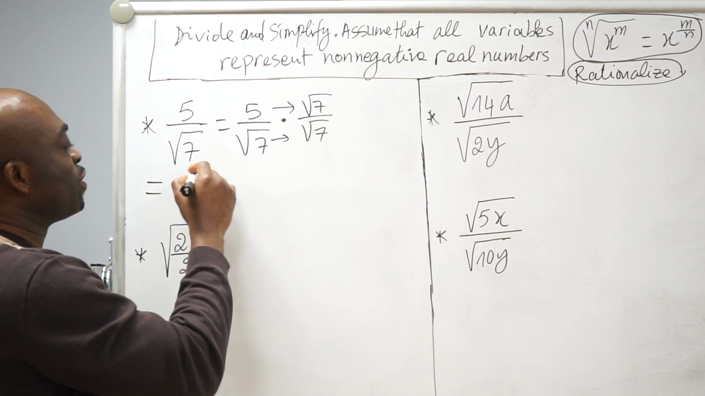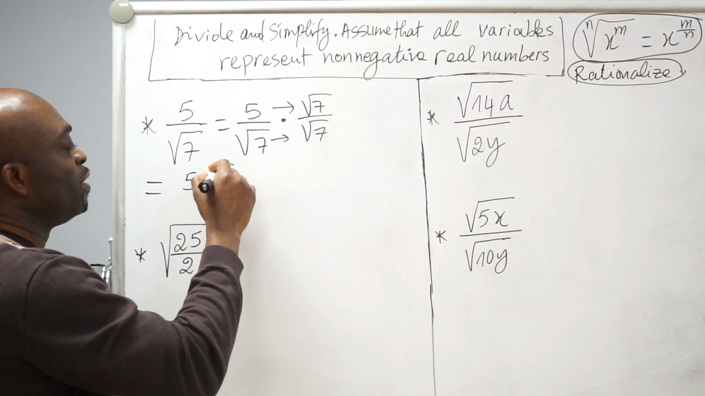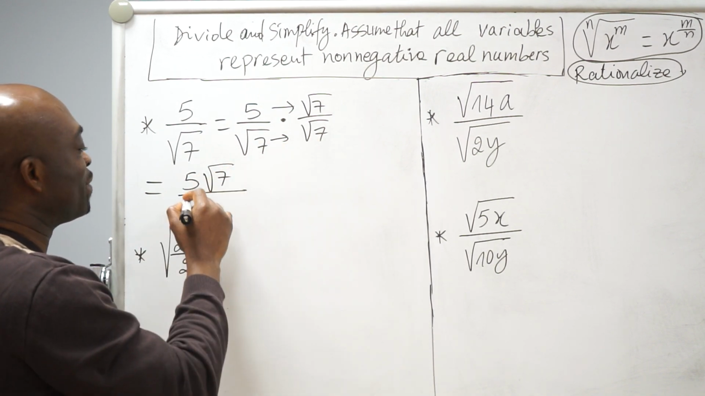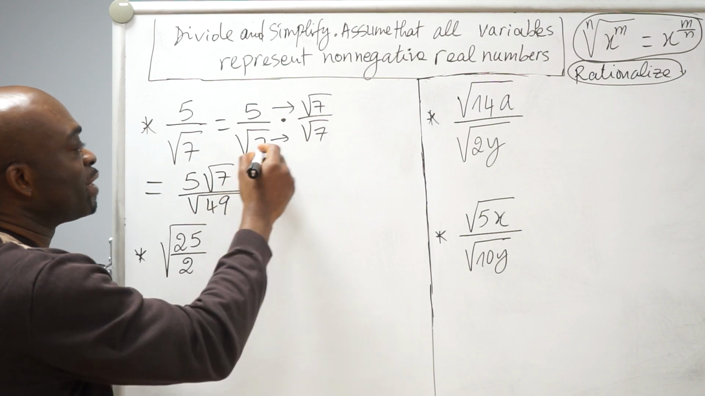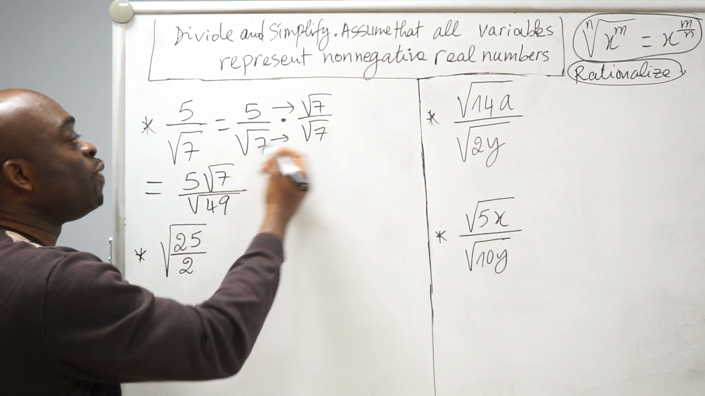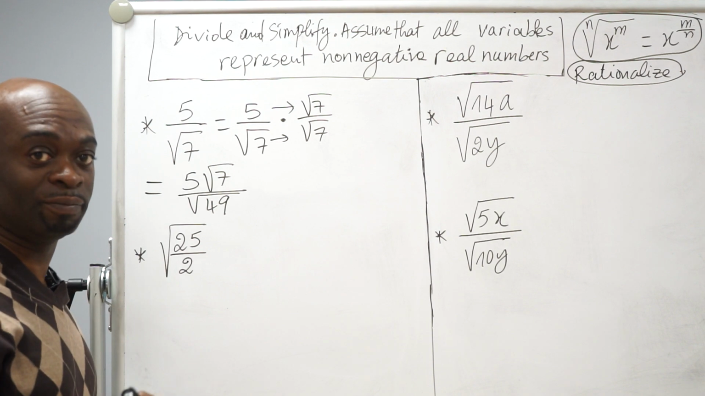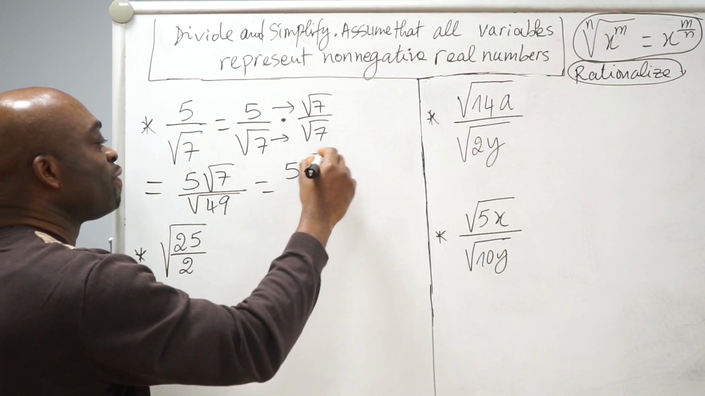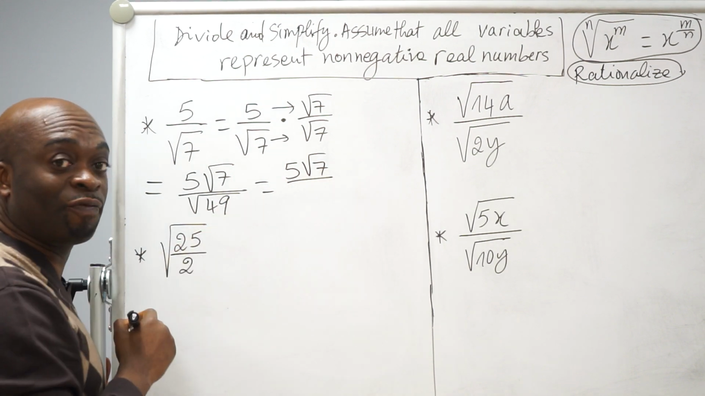All right? So what's going to happen is this is going to be 5 square root of 7 over, all right, then 7 times 7 is square root of 49, because 7 times 7 is 49. Now in this case you can, because both of them have the same radical. Okay? So then you end up with 5 square root of 7 over, what is square root of 49?